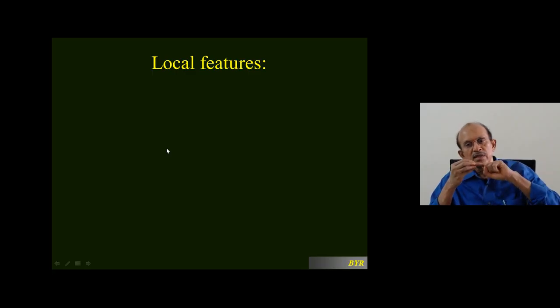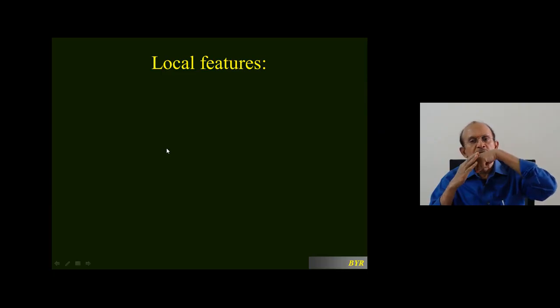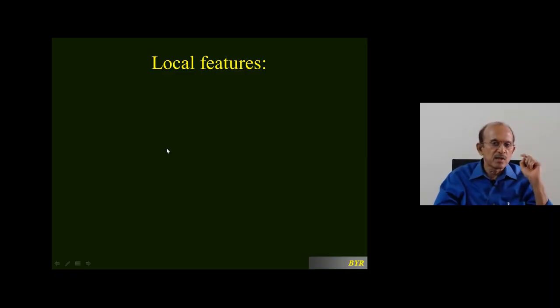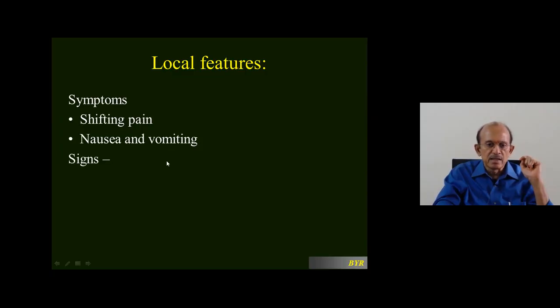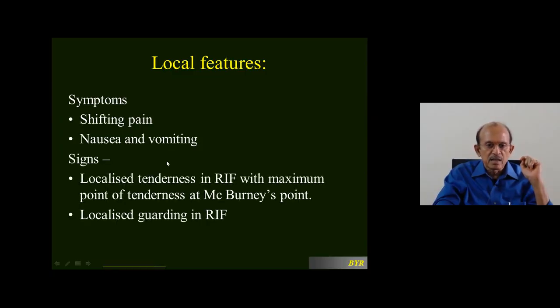Before the fibrinous exudate, what has happened to the peritoneum of the serous coat? It is inflamed. And this is in contact with the parietal peritoneum of the right iliac fossa. So there will be contiguous spread to the parietal peritoneum. So there will be parietal peritonitis. So the local features depend upon this pathology. So symptoms are shifting pain, nausea, vomiting; signs, localized tenderness, guarding.